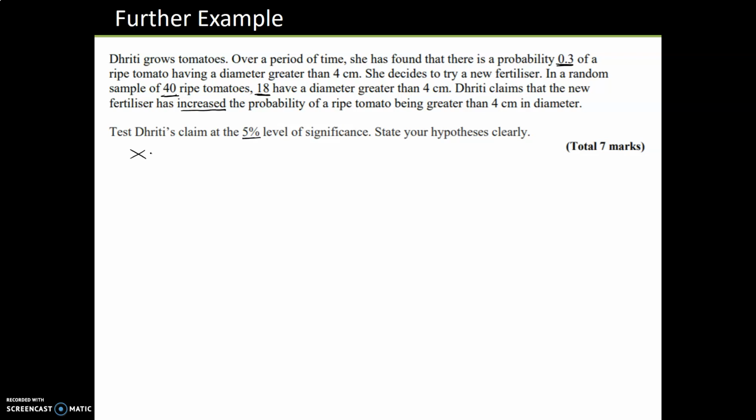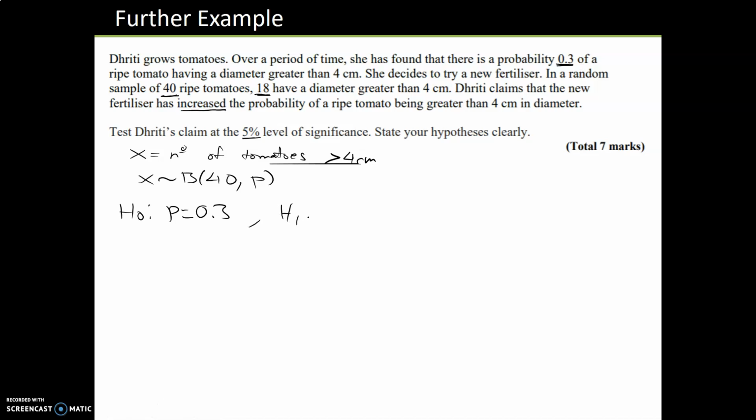So I'm going to say X equals the number of tomatoes bigger than 4 centimeters. I don't know why it does that, sorry. Then X is a binomial distribution, 40 tomatoes with probability p. So what am I testing? H0 is that p equals 0.3, because that's what I'm told, and because she's saying it's increased, H1 is that the probability is bigger than that.